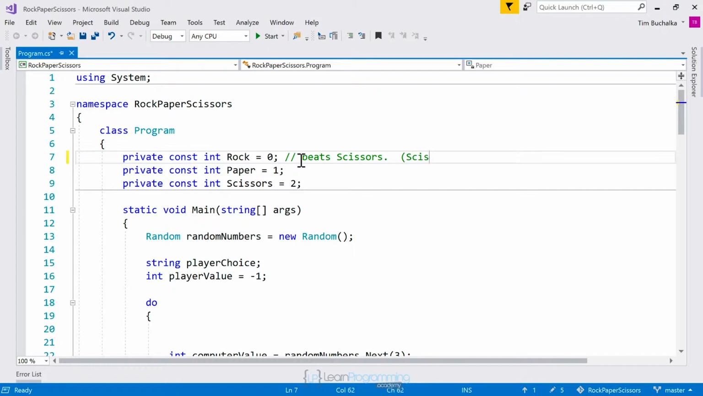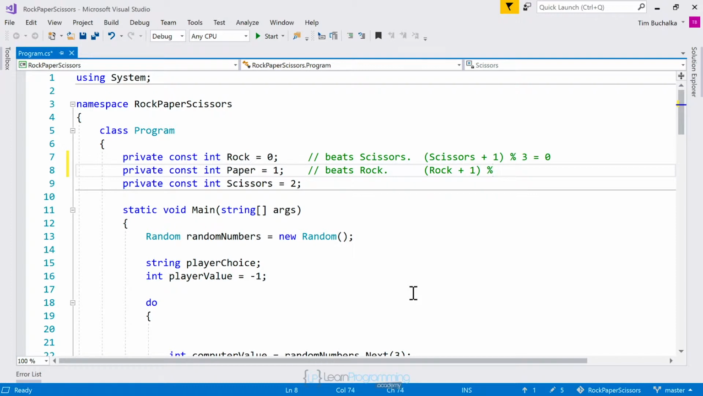And in parentheses, it's going to be scissors plus 1, remainder 3 equals 0. On the next line, I'll just tab that in a little bit so it's more aligned for us. And the next one's going to be beats rock. And the code for that's going to be parentheses rock plus 1 parentheses remainder 3 equals 1. And the third one is going to be beats paper, and parentheses there is going to be paper plus 1 parentheses remainder 3 equals 2.